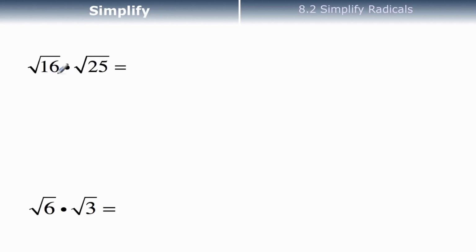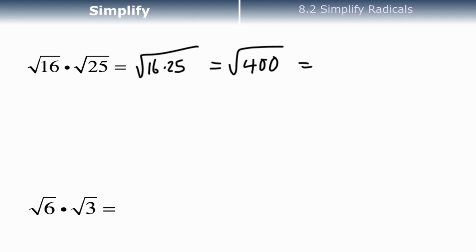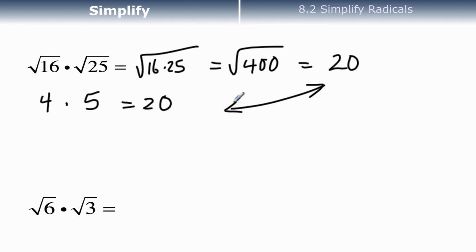Okay, here's one. Square root of 16 times square root of 25 is the same thing as the square root of 16 times 25. 16 times 25, I think, is about 400. I'm hoping. Oh, and the square root of 400 is actually equal to 20. So there's the product rule in action. Now, you probably could have looked at it and said, hey, well, Jeff, the square root of 16 is 4, and the square root of 25 is 5, and 4 times 5 is also equal to 20. So you can do things in multiple ways as long as you are following the rules that have been outlined.